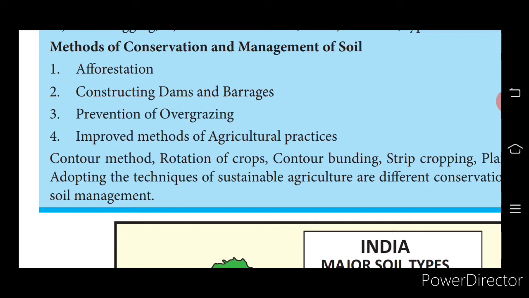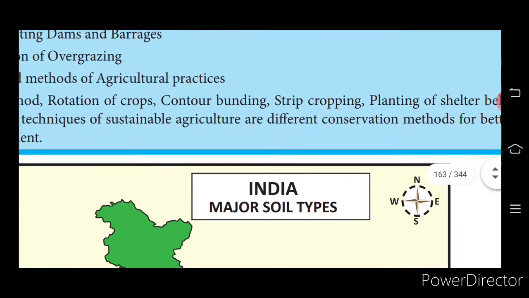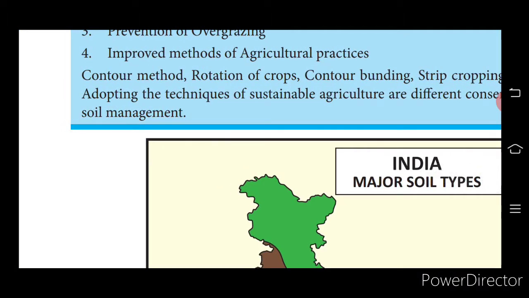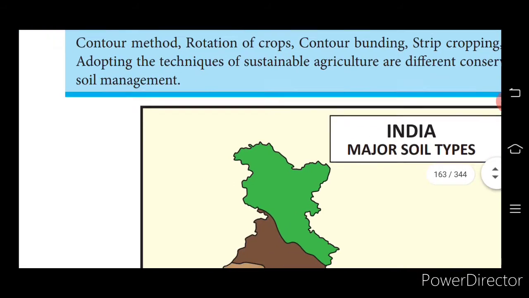That is the number one point, afforestation. Number two is constructing dams and barrages. Number three is prevention of overgrazing. Number four is improved methods of agriculture practices: contour method, rotation of crops, contour bunding, strip cropping, planting of shelter belts, adopting the techniques of sustainable agriculture are different conservation methods for better soil management.